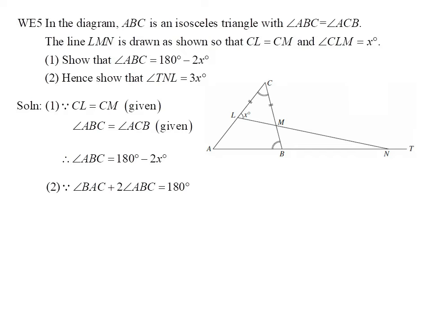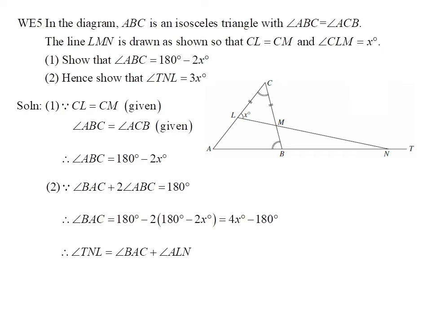As for question 2, since the angle BAC plus 2 times the angle ABC equals 180 degrees, the angle BAC equals 180 degrees minus 2 times (180 degrees minus 2x), which is simplified to 4x minus 180 degrees. Hence, the angle TNL equals the angle BAC plus the angle ALN, which equals 4x minus 180 degrees plus 180 degrees minus x, which equals 3x as required.